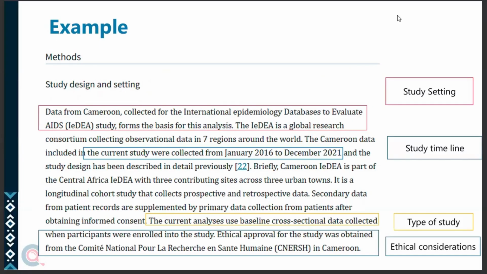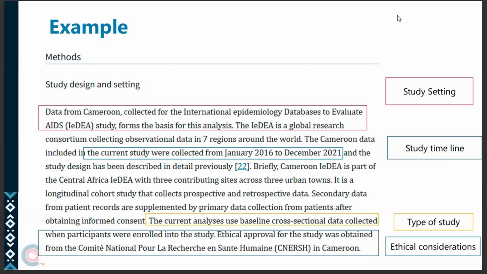For this method section, it begins with the study design and the setting. It says data from Cameroon collected from the International Epidemiology Databases to evaluate AIDS study forms the basis for this analysis. So it gives us the study setting. The study was done in Cameroon, using data from the IeDEA study.